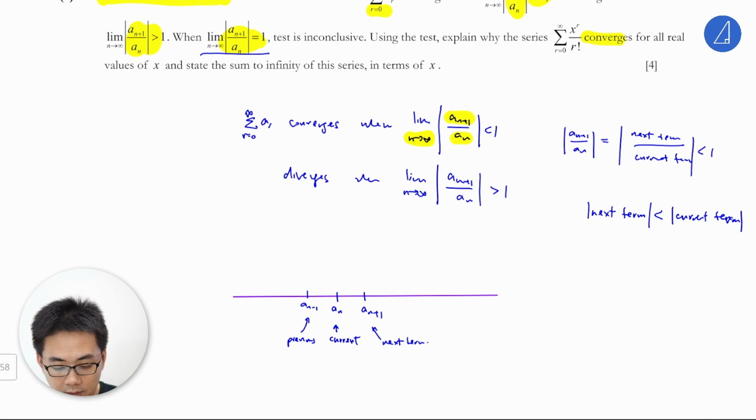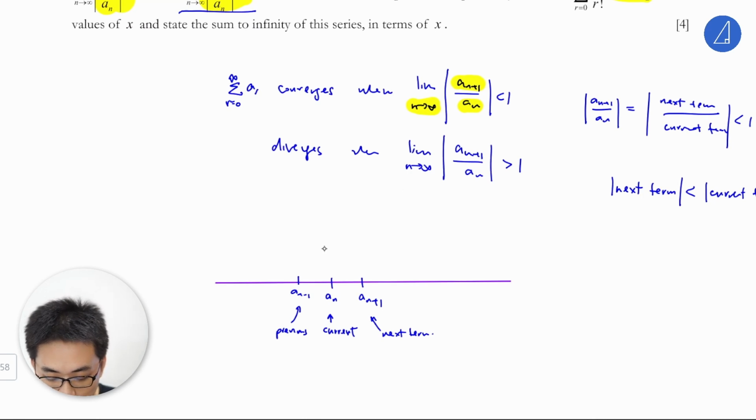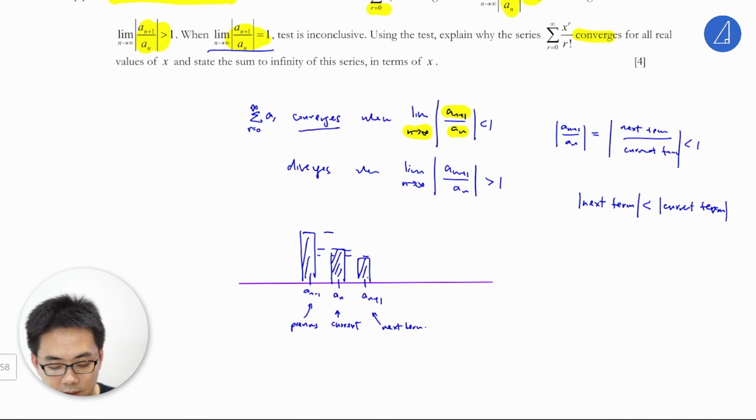Because if the next term divided by the current term is less than 1, I can expect the next term to be smaller. If the next term over the current term is bigger than 1, I can expect the next term to be bigger. So essentially, it will only happen when the modulus, meaning the height here, is smaller. This would render it a convergent sequence, right? That's the whole idea there.